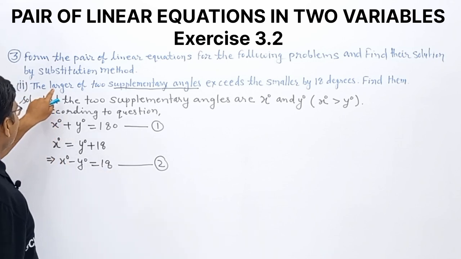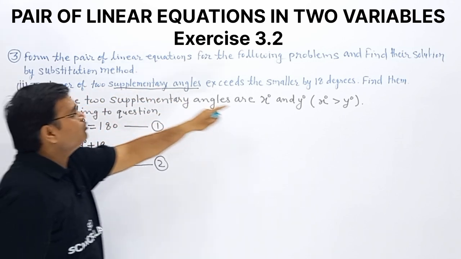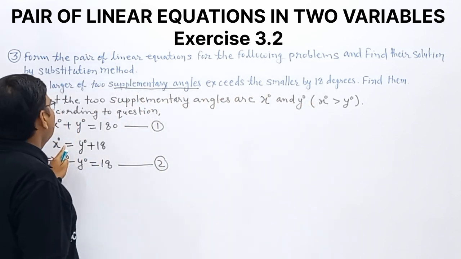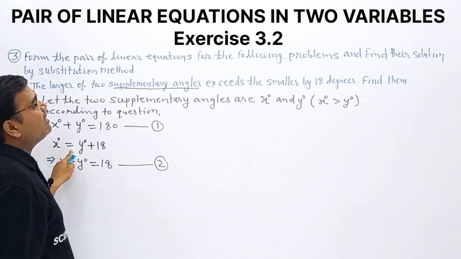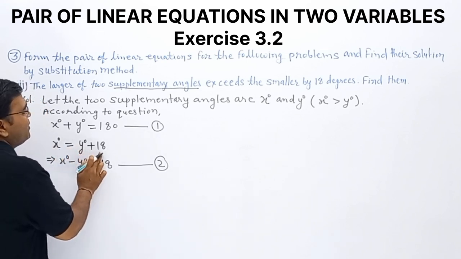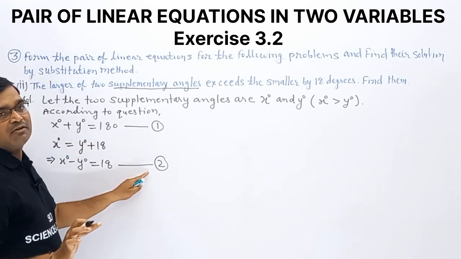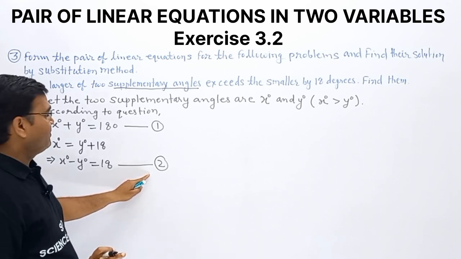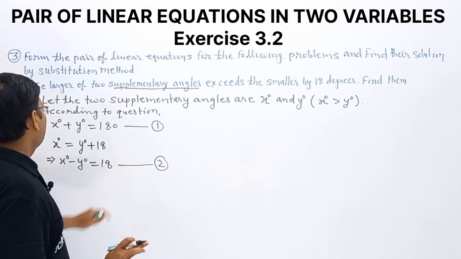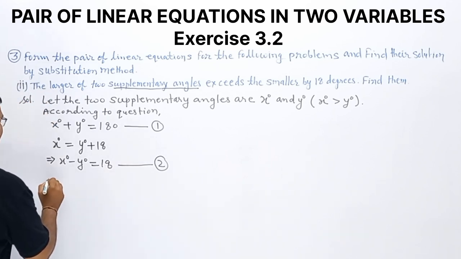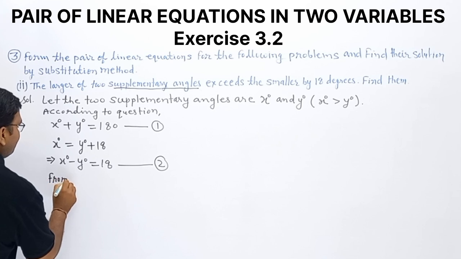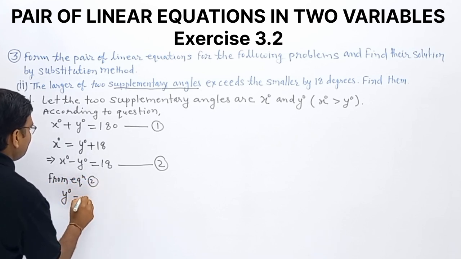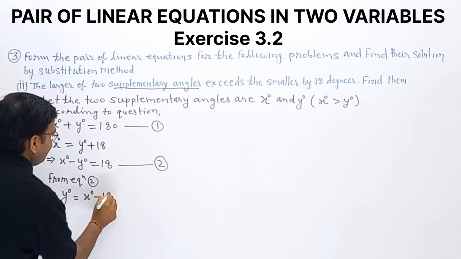Again I am revising the larger of two supplementary angles. Out of these two, x degree we are assuming larger. So larger exceeds smaller by 18. So larger equal to y degree plus 18. Then we are getting another linear equation in two variables. Clear? Now we want the solution by using substitution method. So what we can say, from equation 2, y degree can be written as x degree minus 18.